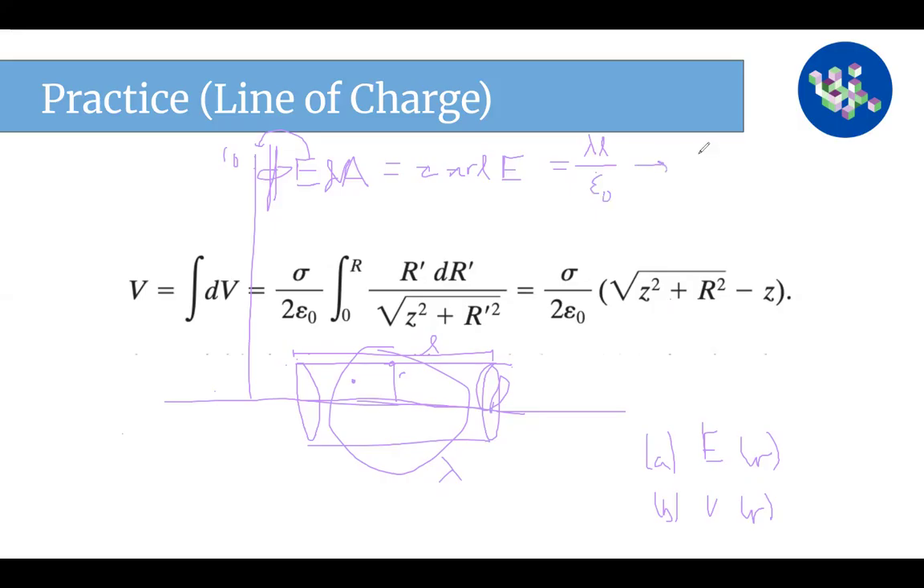So this means that E as a function of r we can write as equal to lambda divided by 2 pi r epsilon zero, which is good because we notice that we don't have any L term in here, so this is valid no matter what Gaussian surface you choose. And yeah, that's good. So that's part A. Now we want to find part B.